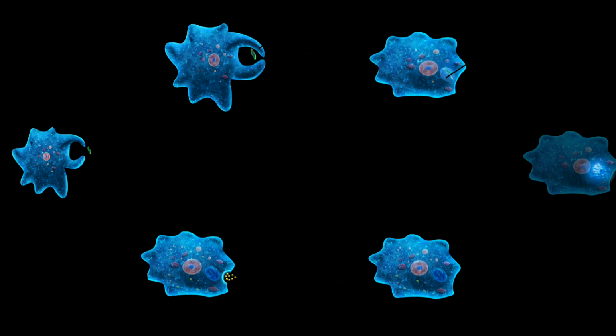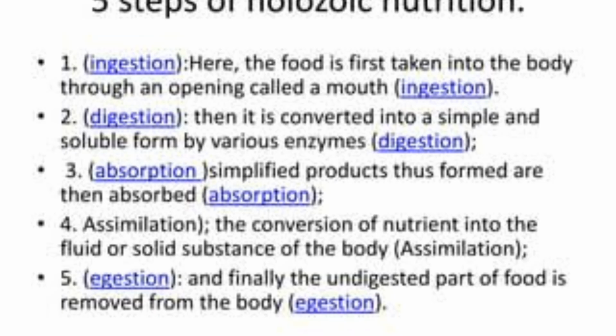The first step is called ingestion. The process of taking food into the body, either by swallowing or absorbing it, is called ingestion. Here the amoeba oozes out pseudopodia, which means it produces pseudopodia to encircle the food. Then it directly engulfs the food into a food vacuole. Then it goes to the cytoplasm. This process is known as phagocytosis. So it is called ingestion, the first step of nutrition in the amoeba.